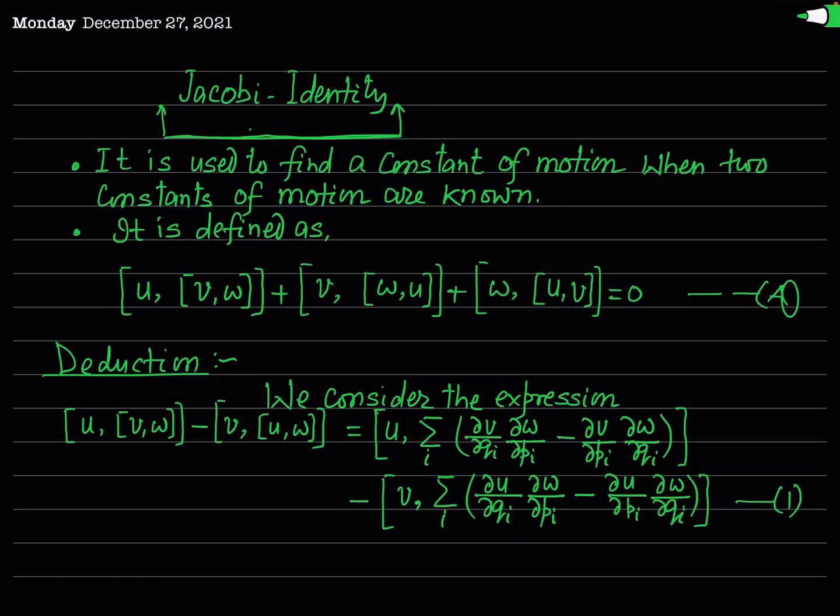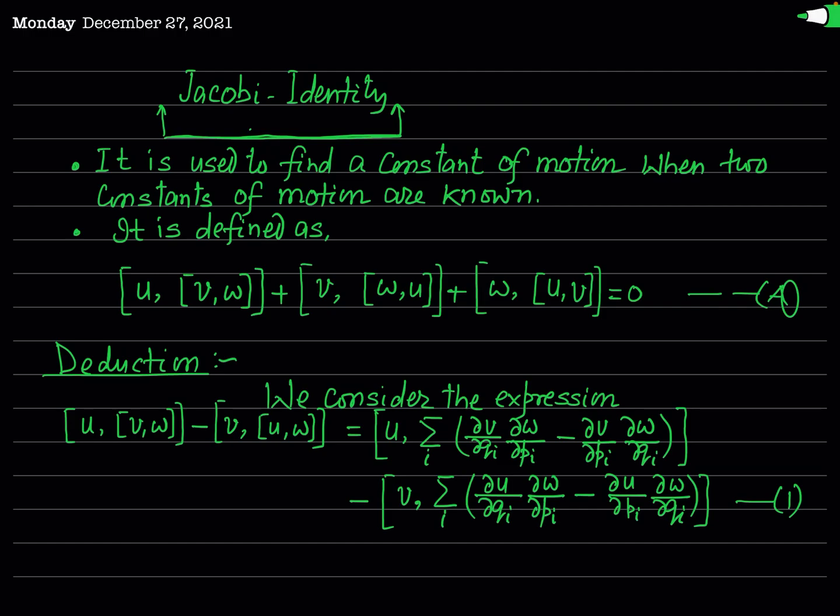In canonical transformation, today we will see the concept of a very important identity which is known as the Jacobi identity. This Jacobi identity finds its application in finding a constant of motion if you know two constants of motion. It means if two constants of motion are given, it is very easy to find another constant of motion by the use of this Jacobi identity.